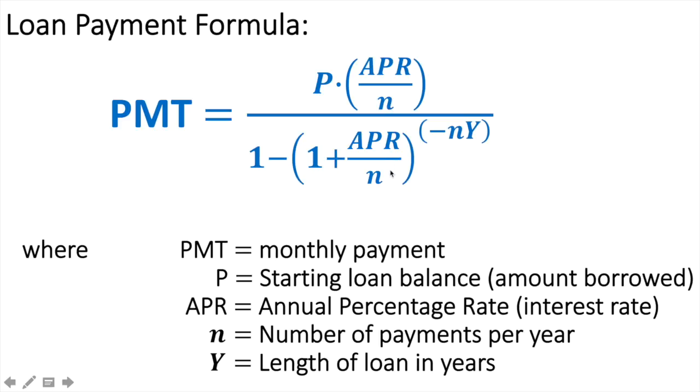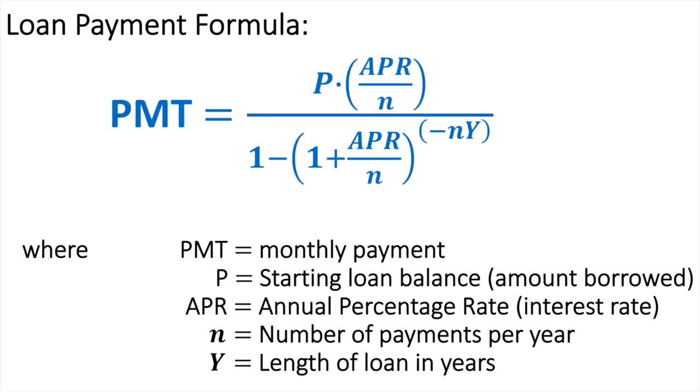N is the number of payments per year, and pretty much everything that we are going to do is monthly. So N will be 12 for pretty much everything we do. And notice there are three 12s. And finally, we have Y. Y is how long we're going to have this loan in terms of years. So if it's a 6-year loan, we're just going to write 6 for Y.